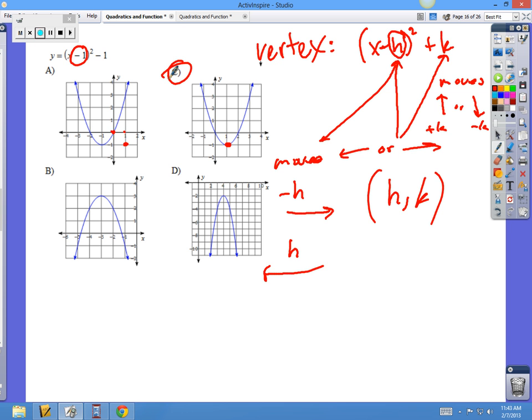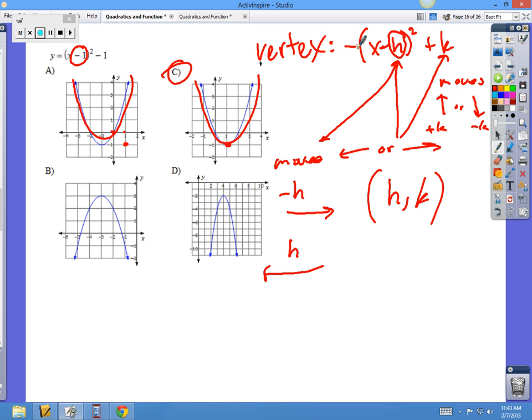The last thing you need to know is which ones open up like A and C and which ones open down like B and D. If you have a negative out front here, it will open it down. So if you have a negative, your choices would be either B or D.